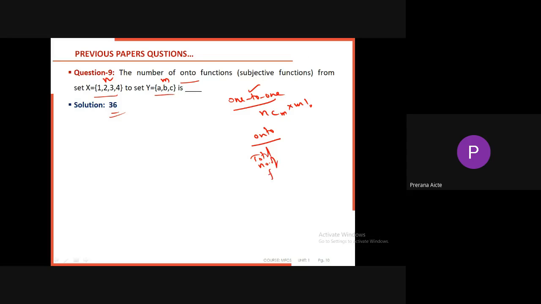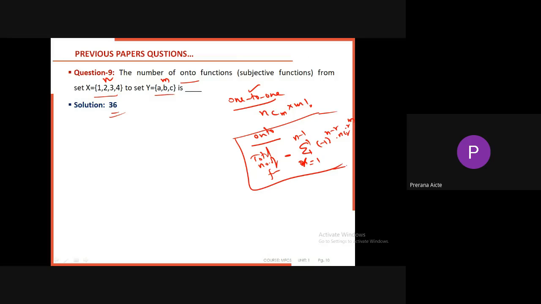Total number of functions minus the summation of, r equal to 1 to n minus 1, of (minus 1) to the power of n minus r, multiplied by nCr into r to the power of m. So actually this is the formula for this one.